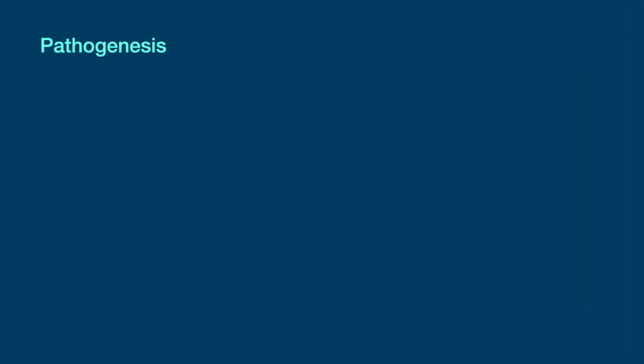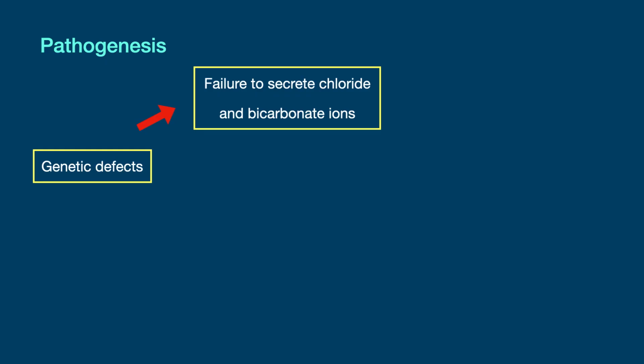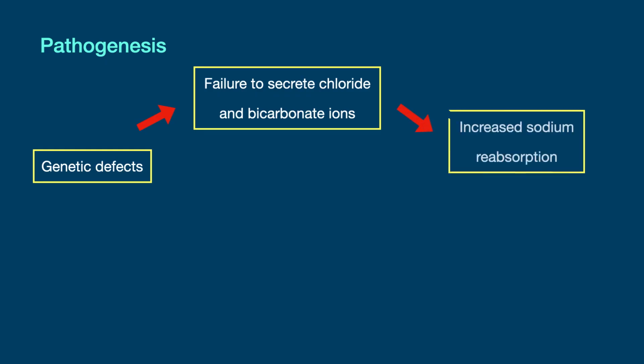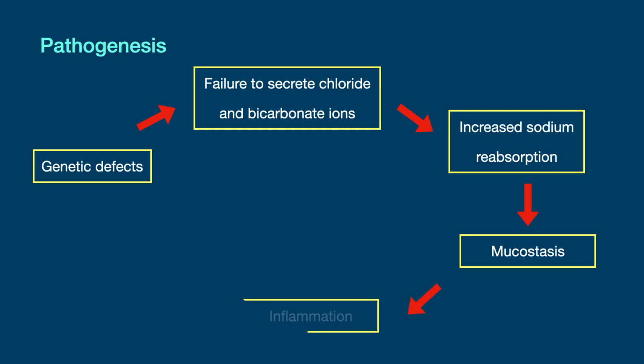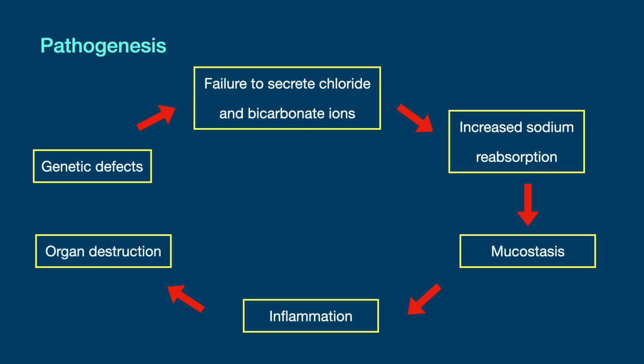As a result of the genetic defect, the chloride channel loses its ability to release chloride and bicarbonate ions from the cell. The increased sodium absorption leads to the formation and accumulation of tough bronchial mucus in the lungs, causing mucostasis due to the lack of osmotic water absorption from the tissue. The resulting obstipation and inflammation eventually leads to complete organ destruction and functional deficiency.